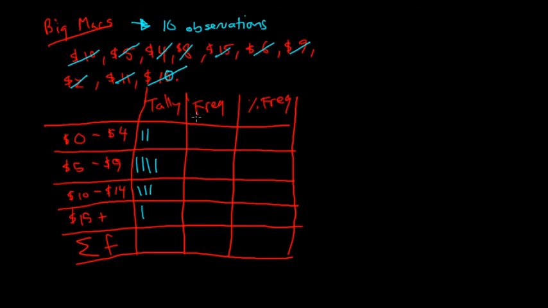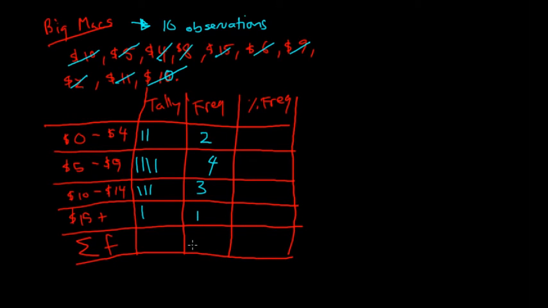Then, if we want to calculate our frequency, we just sum up the figures in our tally column. So here we would have 1, 2, frequency would be 2. And this frequency is literally just the amount of times that data in this bucket appeared in our sample. So this frequency of 2 was the observations of $4 and $2. So 5 to 9, 1, 2, 3, 4, so 4, then 3, then 1.